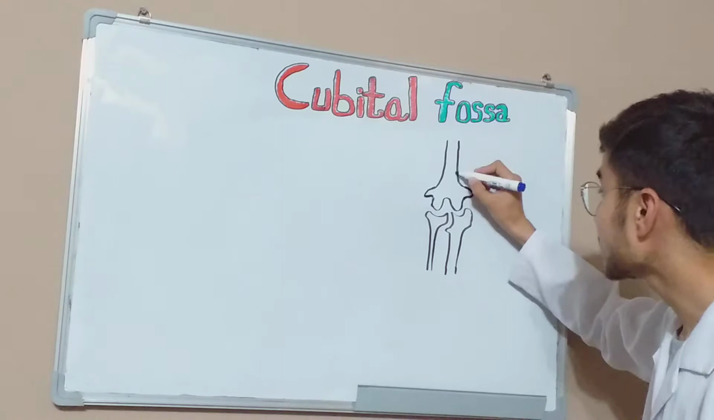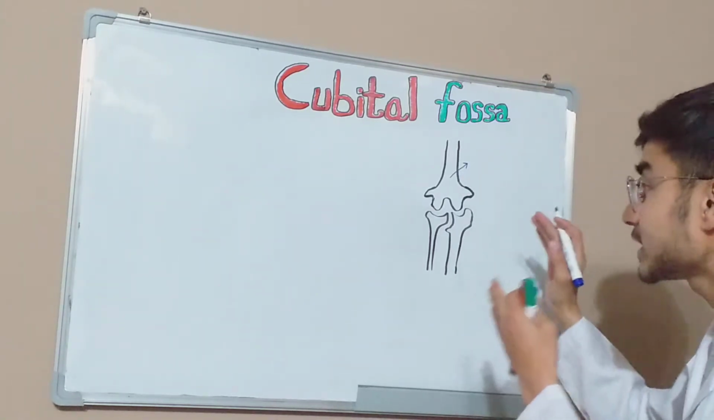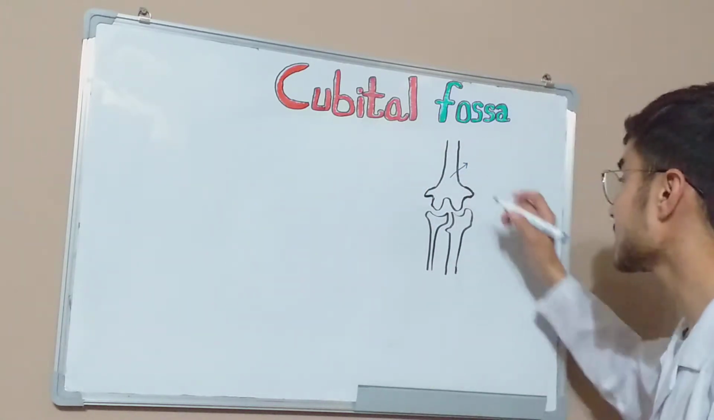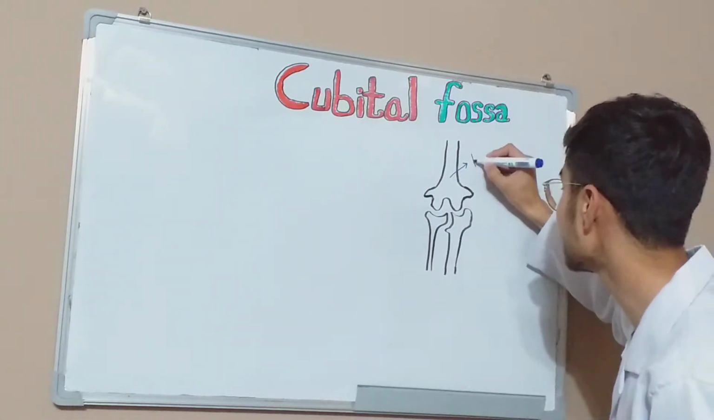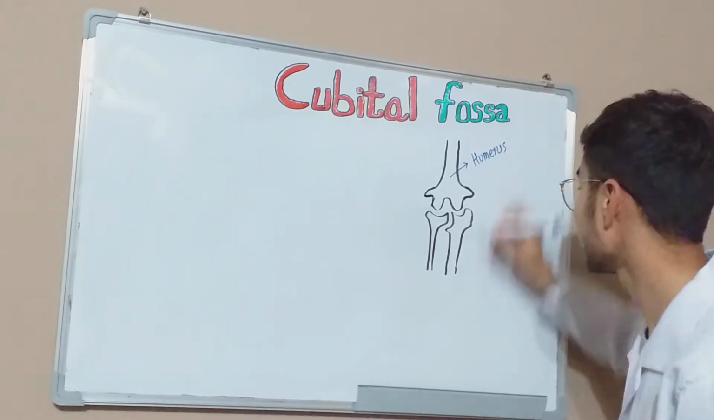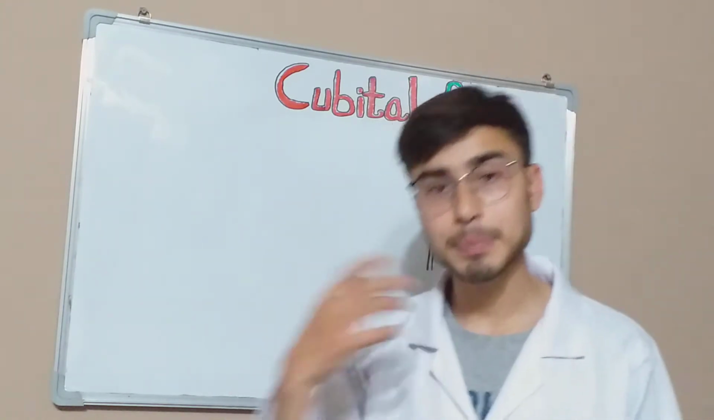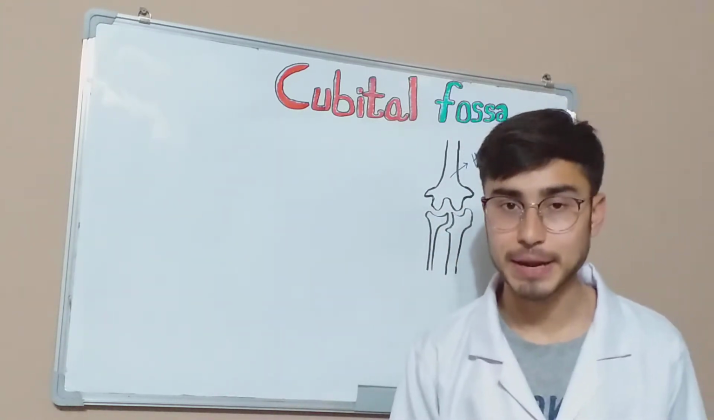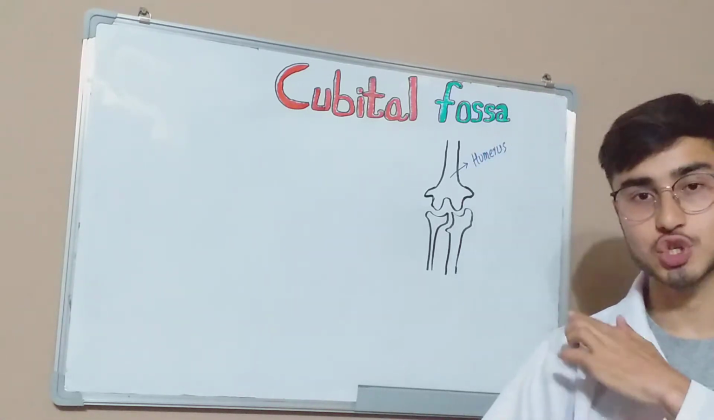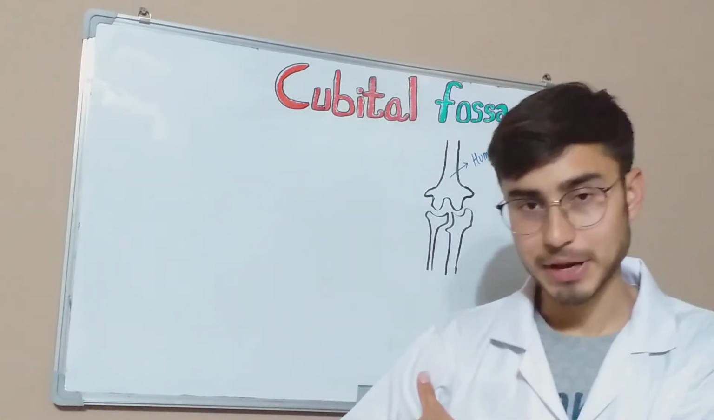This bone that is contributing to the cubital fossa is called the humerus. We have the humerus. Now, the humerus is lying in the brachium. The brachium is the region that is present between the shoulder joint and the elbow joint. So this region of the upper limb is called the brachium.